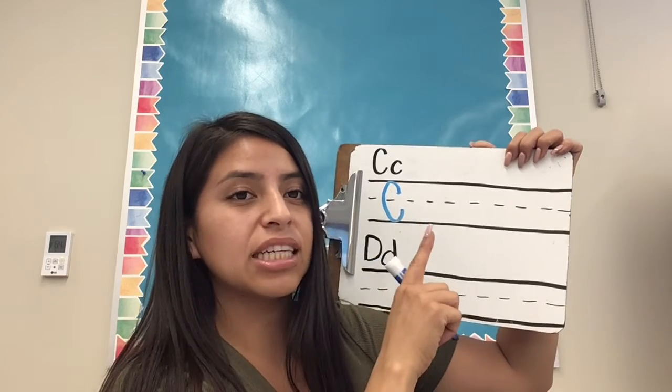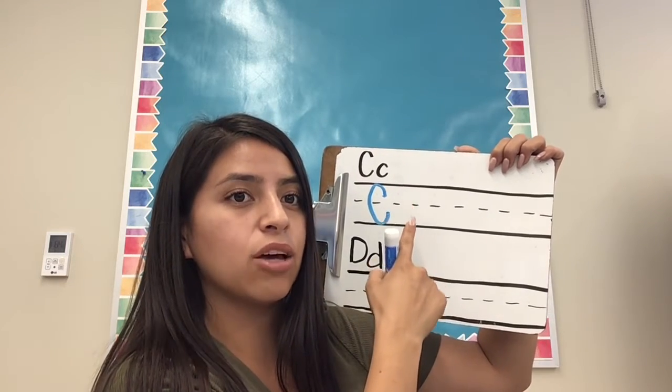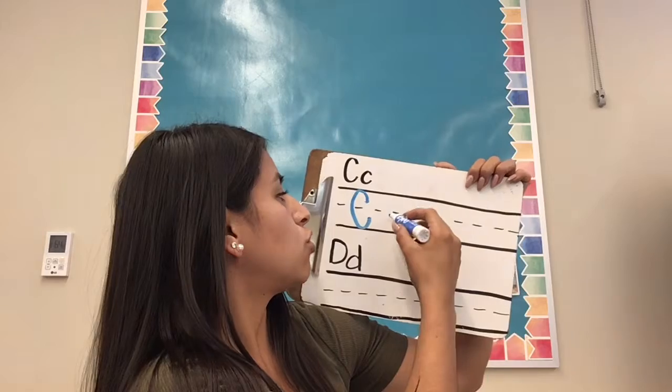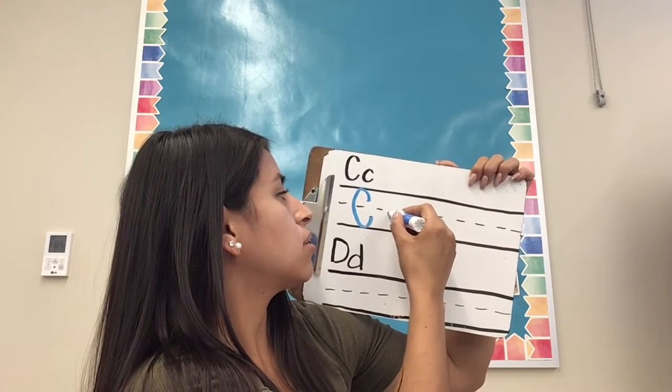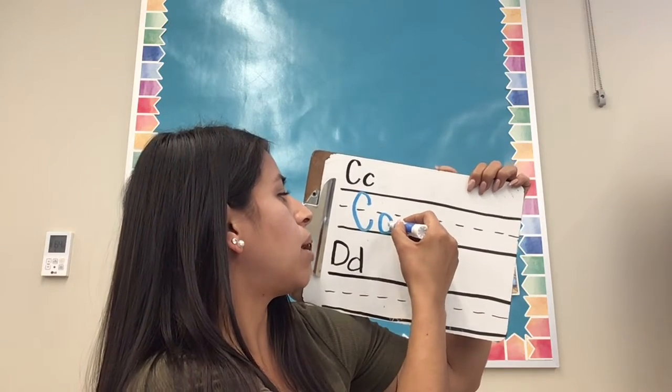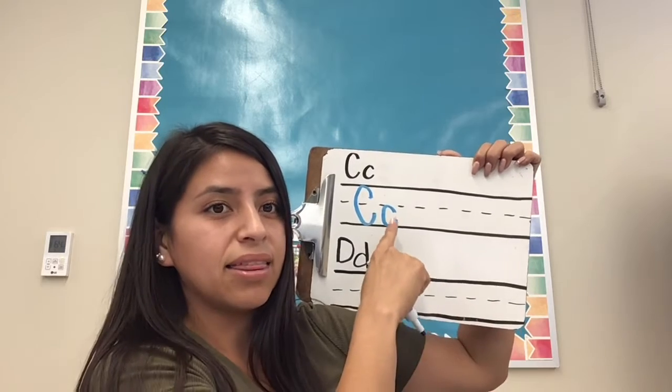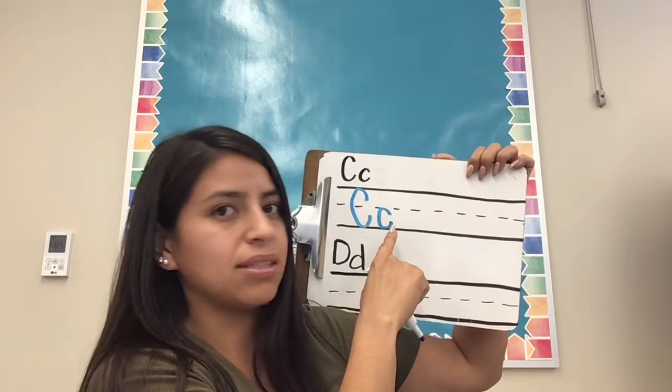Our lowercase c is only going to touch the middle line and go down to the bottom line. So I'll show you now. We start here, touch the middle line, and go down to the bottom line. And again, that space in between, that gap, does not touch.